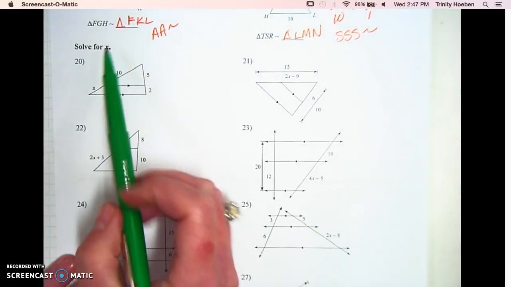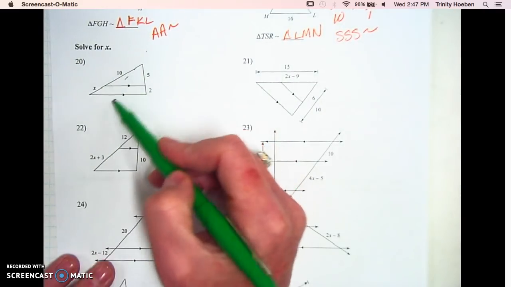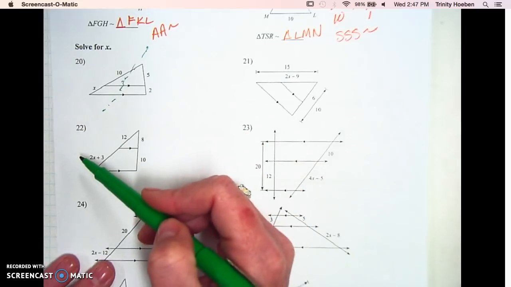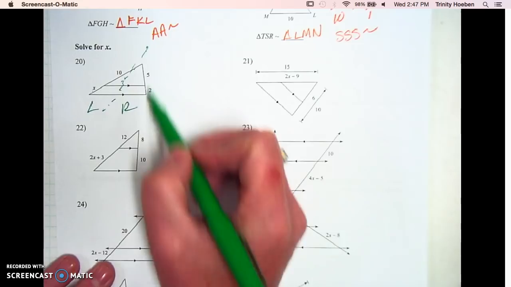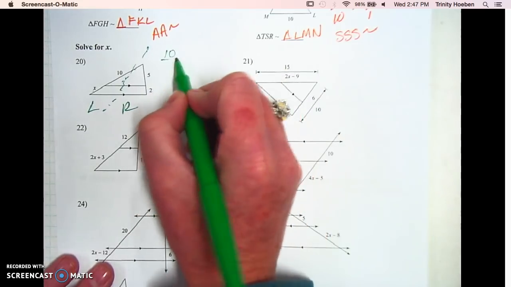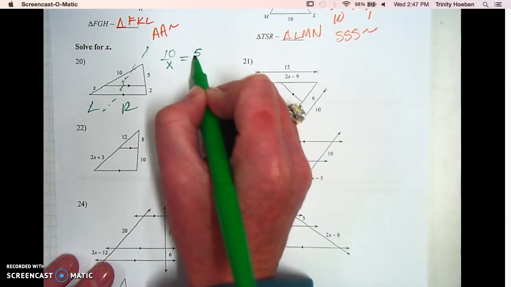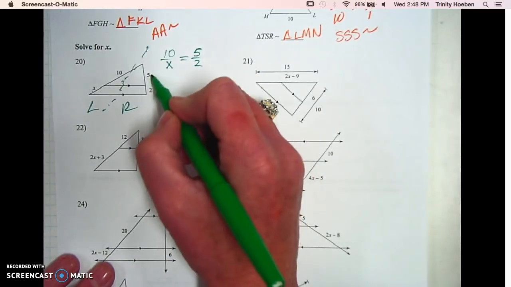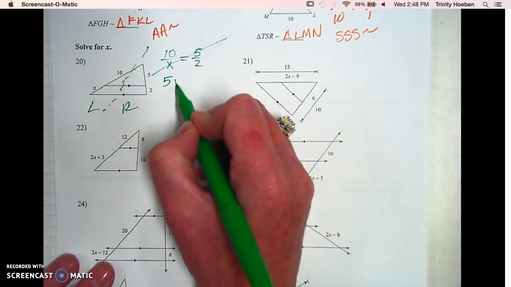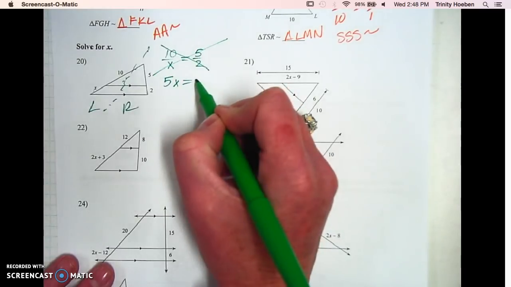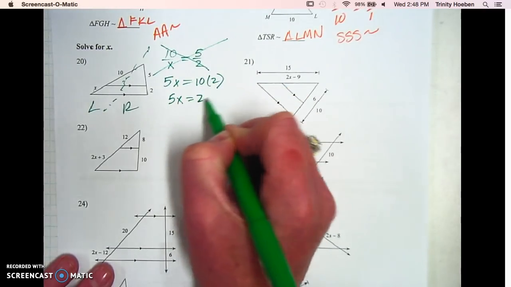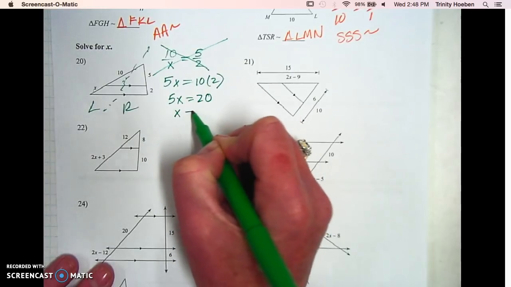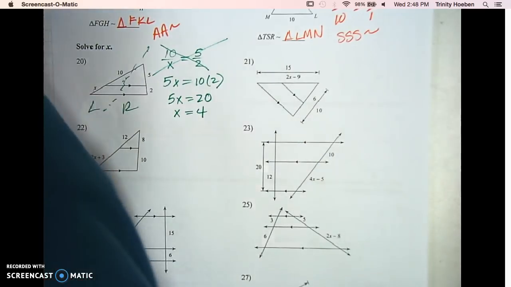Number 20. We just need to solve for x. So you can draw an imaginary line down the middle here. That creates a left side and a right side, a numerator and a denominator, a numerator and a denominator. So you can easily set up a proportion, do the cross product, and solve. I like to go this way first, so 5x equals this way, 10 times 2. So 5x equals 20. Divide both sides by 5, and you should get x equals 4.